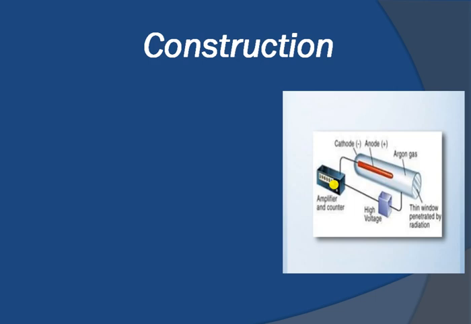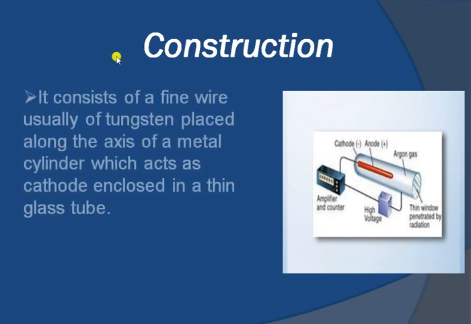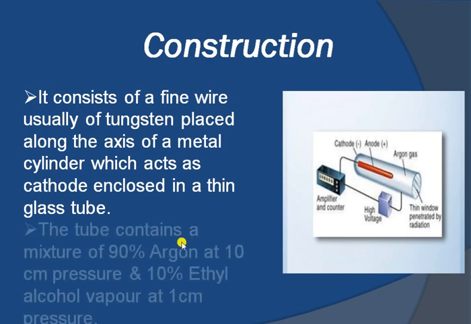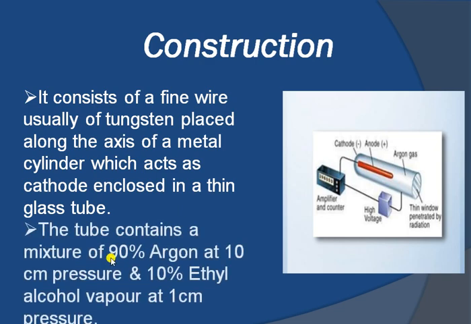Let us see the construction. It consists of a fine wire, usually of tungsten, placed along the axis of a metal cylinder which acts as the cathode, enclosed in a thin glass tube. The tube contains a mixture of 90% argon, as shown in this diagram, at 10 centimeter pressure, and 10% ethyl alcohol vapor at 1 centimeter pressure.